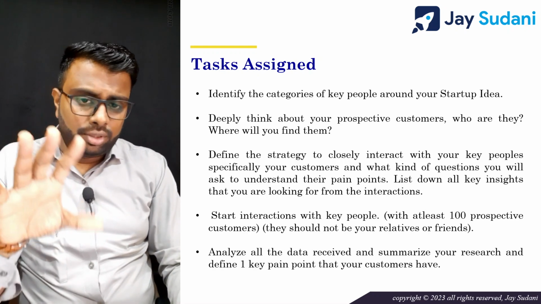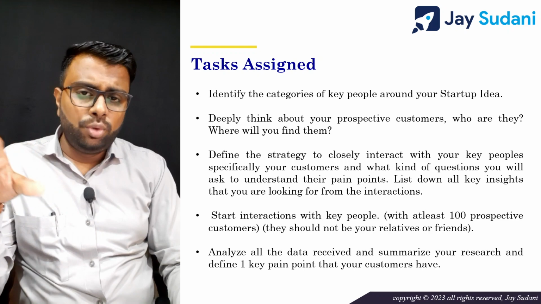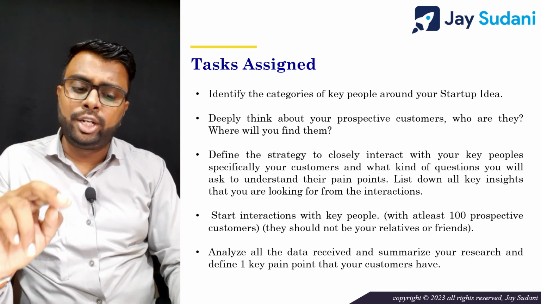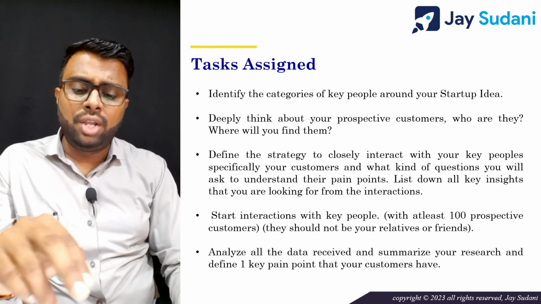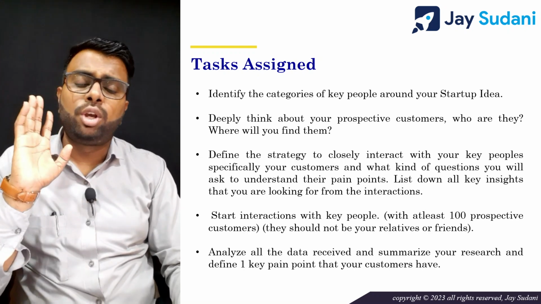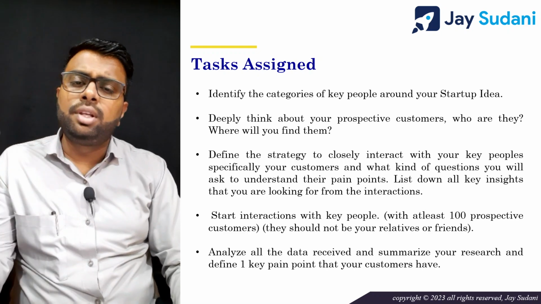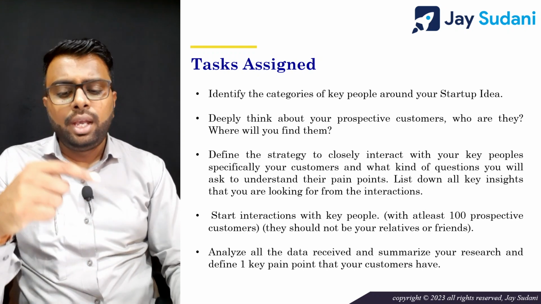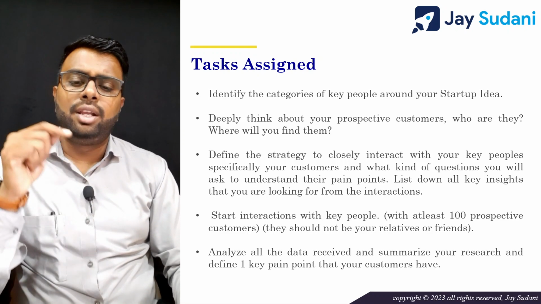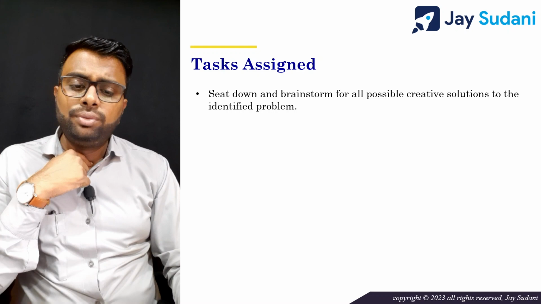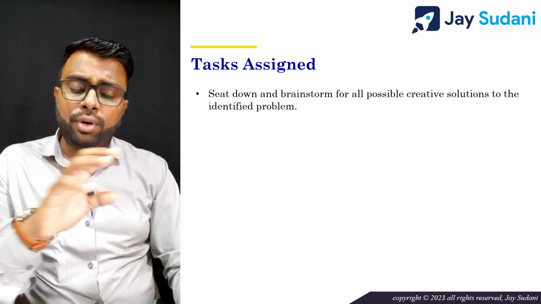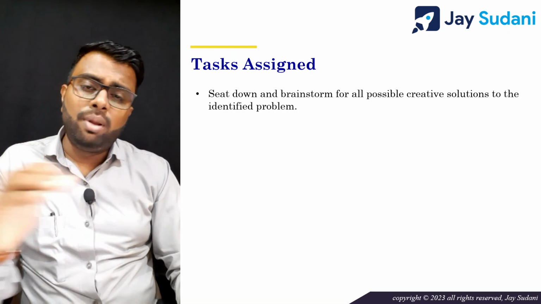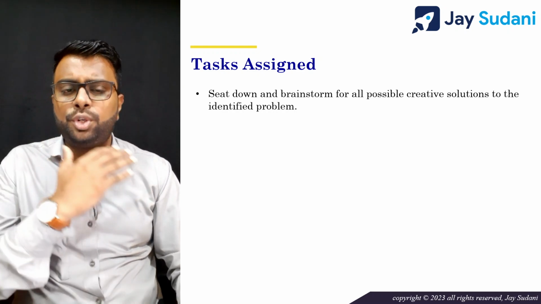Then, once you have completed all these interactions, you will sit down together and follow step number 2, which is define. In define, you will analyze all the data that you have received, summarize your research, and define one key pain point of your customer that you have observed. After all this interaction with the customers, you will definitely come down to one key pain point that is coming out very commonly from most of them, and you will highlight that in the define phase. Now sit down and brainstorm all possible crazy creative solutions to the identified problem or pain point. List down all these solutions that you come up with.